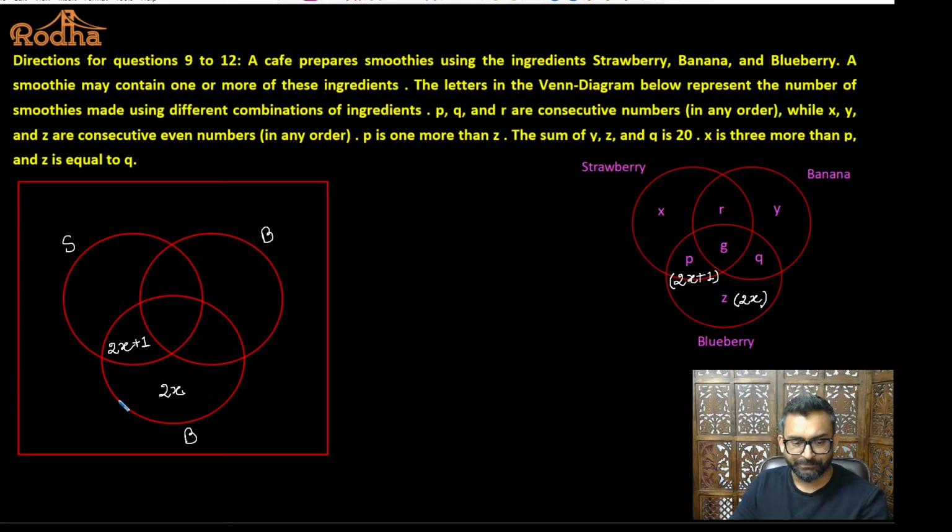Making sense? Yes? Chalo, good. What we have? P is 1 more than Z. The sum of Y, Z and Q is 20. So we cannot do anything right now.